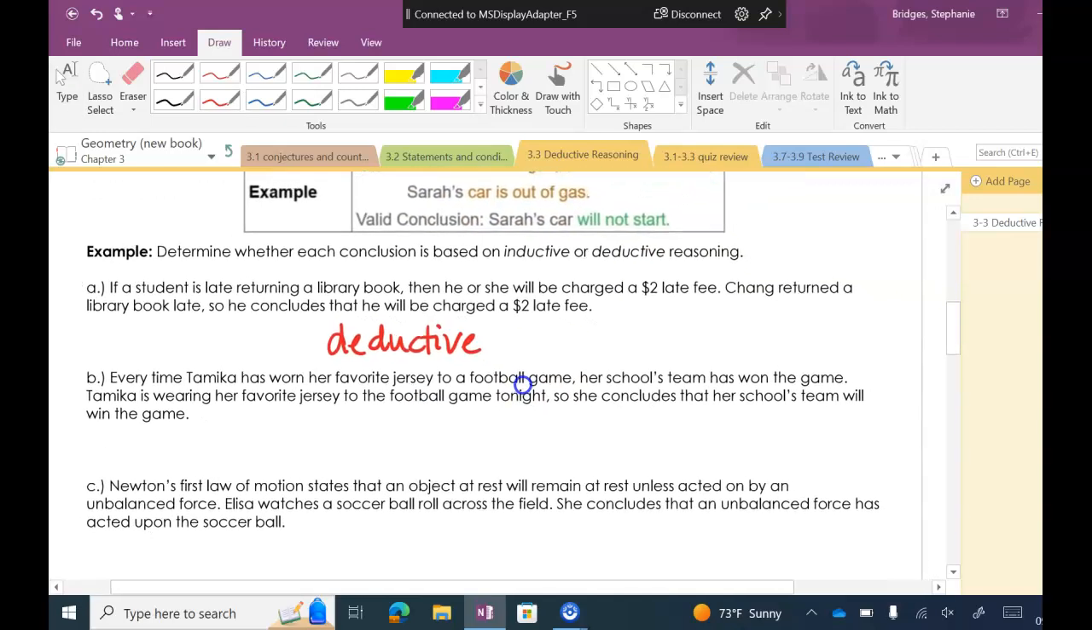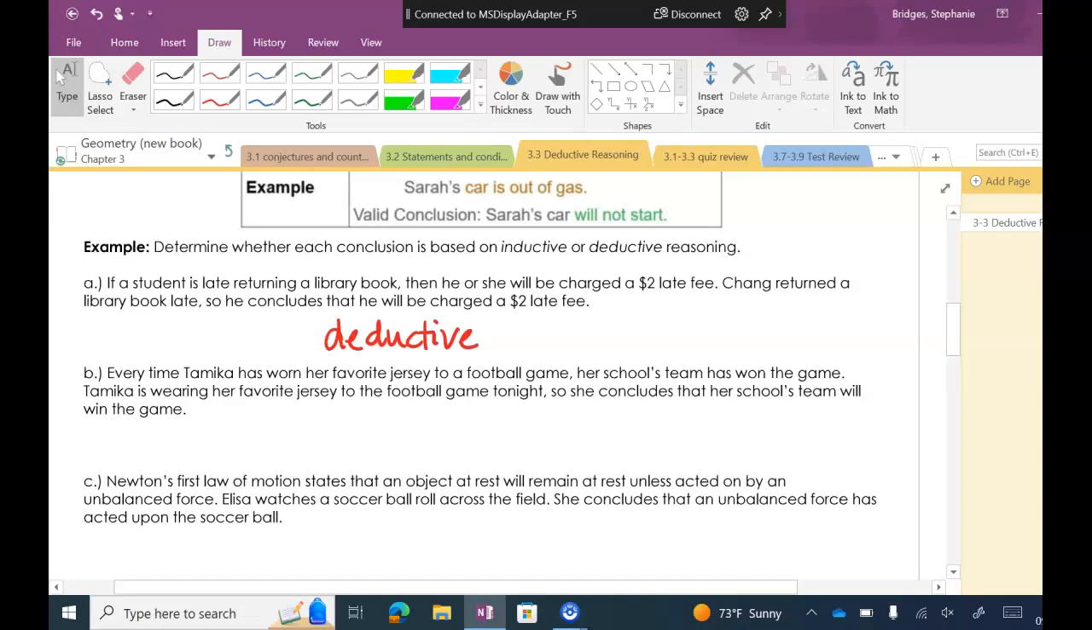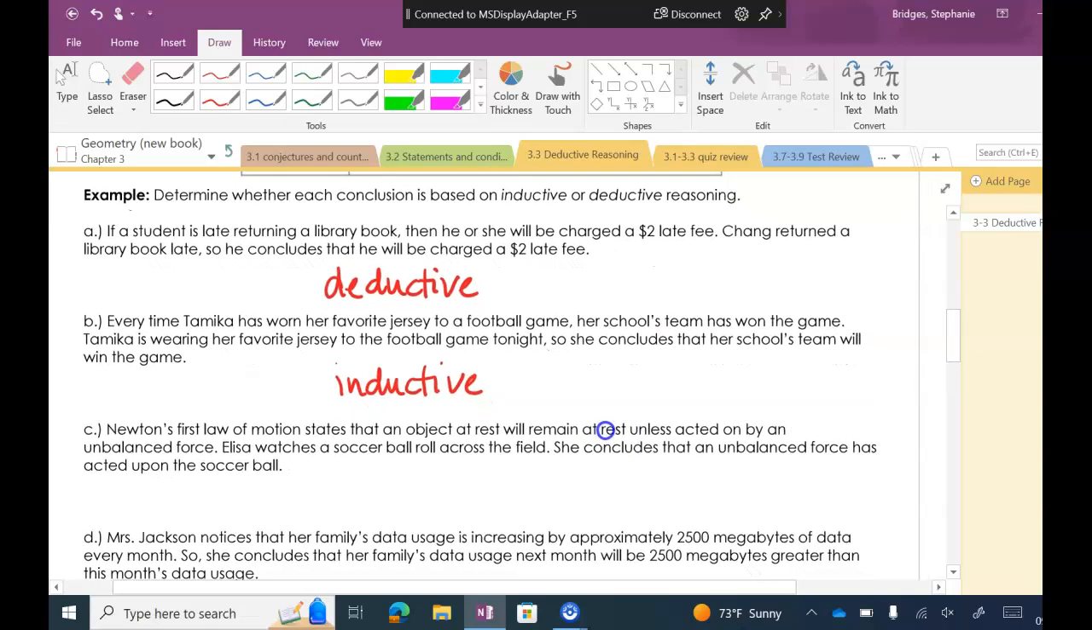Every time Tamika has worn her favorite jersey to a football game, her school's team has won the game. I wish that worked for Florida State because she don't work. Tamika is wearing her favorite jersey to the football game tonight, so she concludes that her school's team will win the game. Inductive or deductive? Inductive, yes, based off of what she's observed. Not rules or definitions or facts.